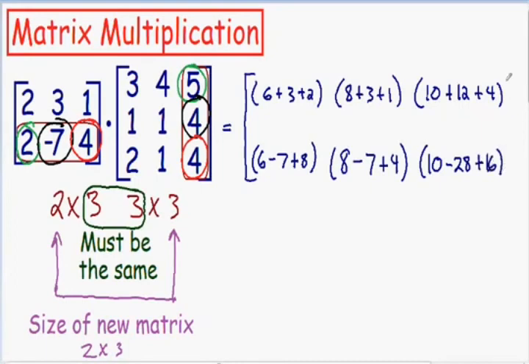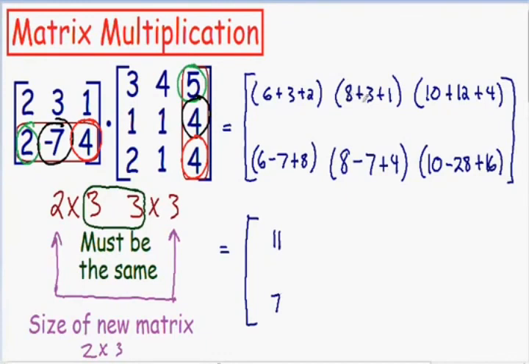So as you can see, these problems can get pretty long and tedious. But now we have multiplied every row from the first matrix with every column from the second matrix. So now the only thing we have left to do is just simplify this matrix and add all these numbers together. In the top left corner, we have 6 plus 3 plus 2, which is 11. In the bottom left corner, we have 6 minus 7, which is negative 1. Negative 1 plus 8 is positive 7.